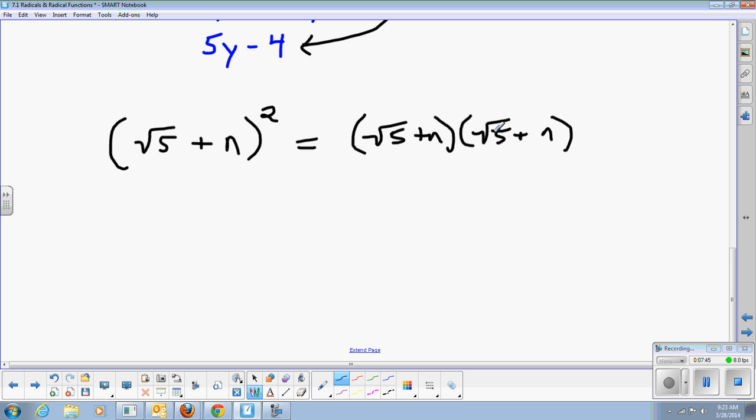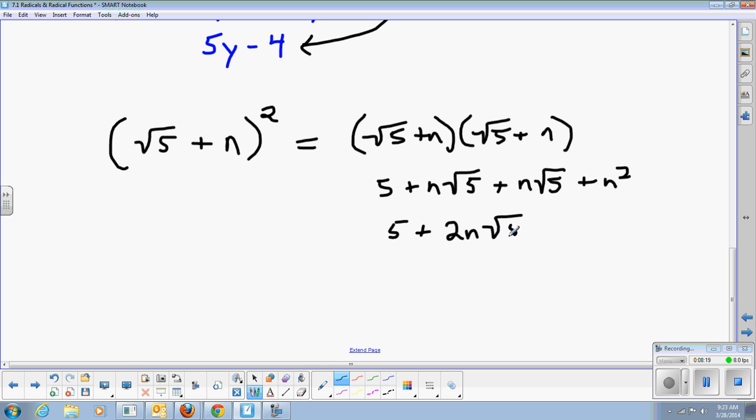So I do the square root of 5 times the square root of 5 is 5. The square root of 5 times n gives me plus n times the square root of 5. And then n times the square root of 5 again gives me another plus n times the square root of 5. And then n times n gives me n squared. Looking for like terms, I have n times the square root of 5 twice. So I start by saying 5 plus 2 of those, n times the square root of 5, plus n squared.